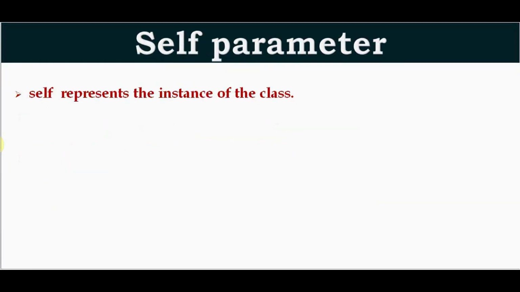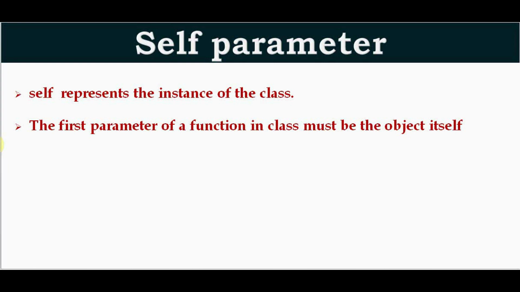The next important term or parameter in object-oriented programming is the self parameter. We use this self parameter in Python to represent the instance or object of the class. The first parameter of any function in the class must be the object itself. As already mentioned, self represents the instance or object of the class, and the first parameter should be the object.